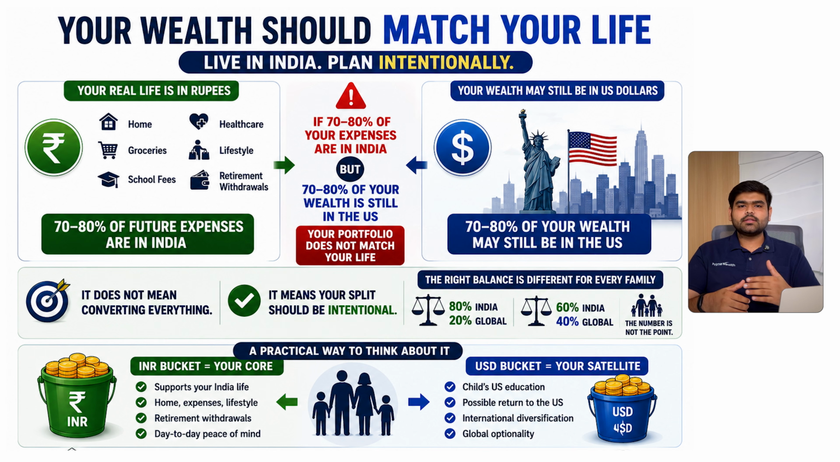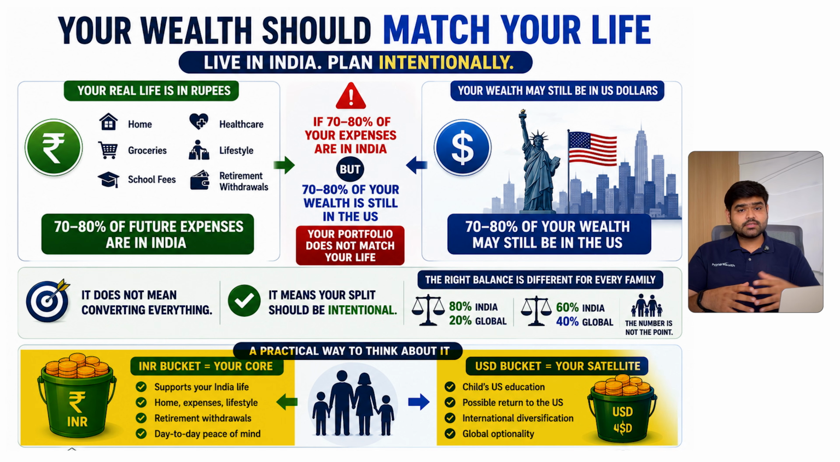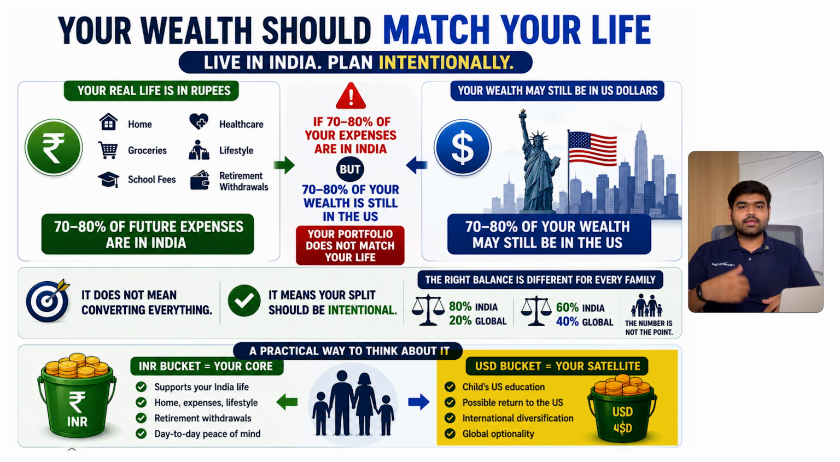For one family, the right balance may be 80% India, 20% global. For another family, 60-40. The number is not the point. Practical way to think about it. Your INR bucket supports your India life. Your USD bucket supports genuine dollar goals like kids' education, a possible return to US, international diversification, global optionality. For most returning families, the India bucket becomes core and the US bucket becomes satellite. Your retirement is paid in rupees, not in screenshots of your dollar portfolio.